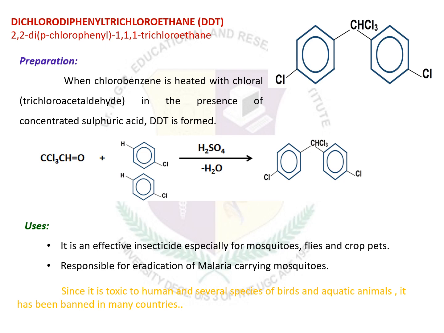The uses of DDT are known to many of us. It is an effective insecticide, especially for mosquitoes, flies and crop pests. It is responsible for eradication of malaria carrying mosquitoes. Since it is toxic to humans and several species of birds and aquatic animals, it has been banned in many countries including USA. So this is the disadvantage of using DDT.